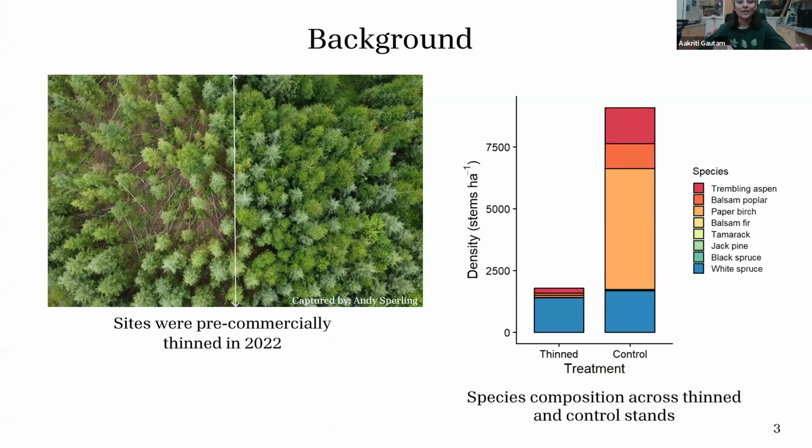While on the left side of the image, the thinning has opened up the canopy, and now these trees can have more access to the resources and growing space. And that is what pre-commercial thinning does.